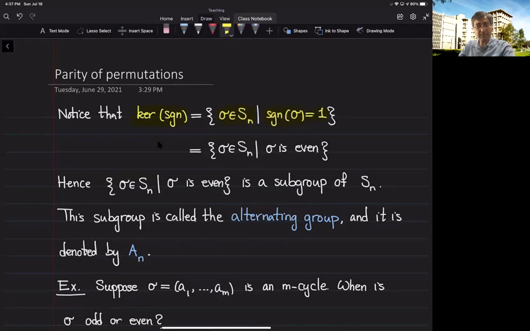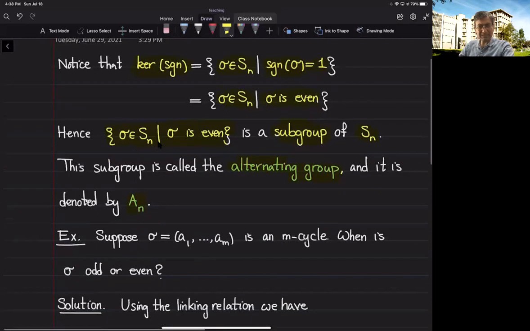But remember, sign of permutation is 1 precisely when it is an even permutation. So kernel of sign consists of even permutations. I mean, the set of even permutations. The set of even permutations, therefore, is a subgroup of the symmetric group. This subgroup is called the alternating group, and we denote it by A sub n. So the alternating group, A sub n, consists of all even permutations in S sub n.